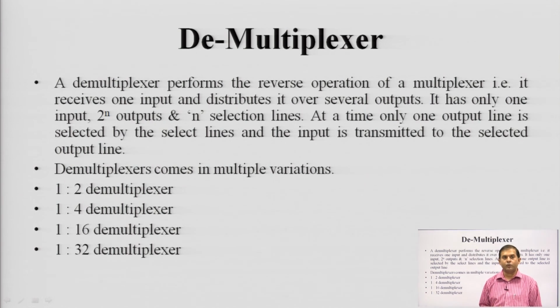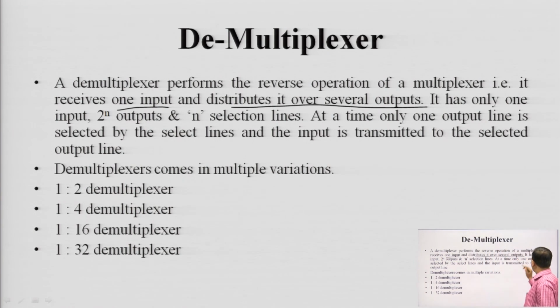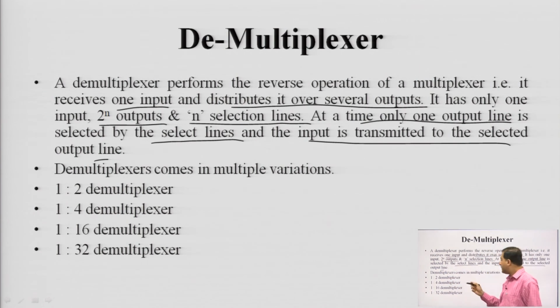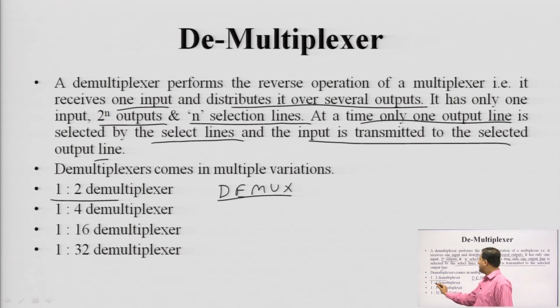And this is demultiplexer. Demultiplexer is just opposite to multiplexer. It performs the reverse operation of a multiplexer. It receives one input and distributes it over several outputs. It has only one input, 2 to the power n outputs and n select lines. Same concept of select lines will be there, and at a time only one output line is selected by the select lines and the input is transmitted to the selected output line. So, a 2 cross 1 multiplexer becomes a 1 cross 2 demultiplexer. It will be written as demux. Just reverse: 4 cross 1 multiplexer, 1 cross 4 demultiplexer, like that.